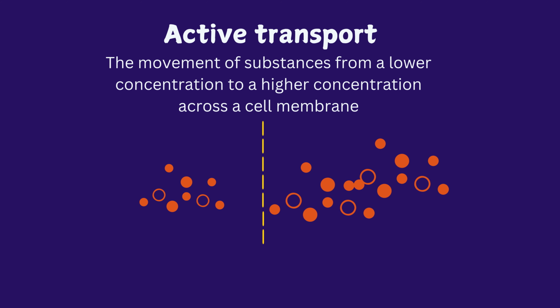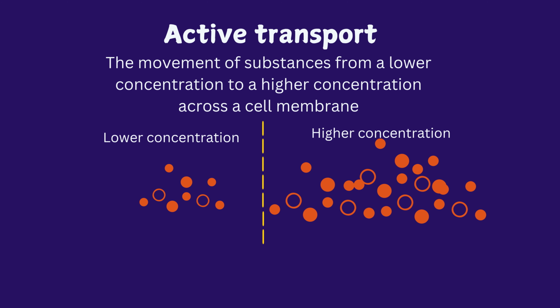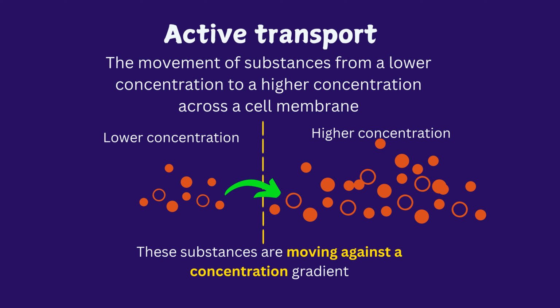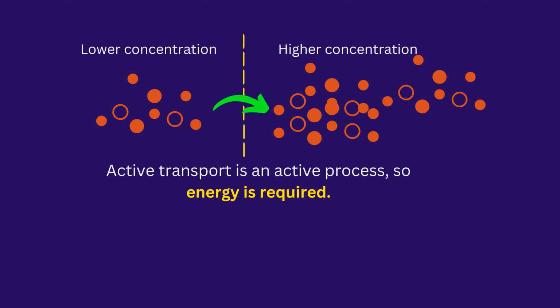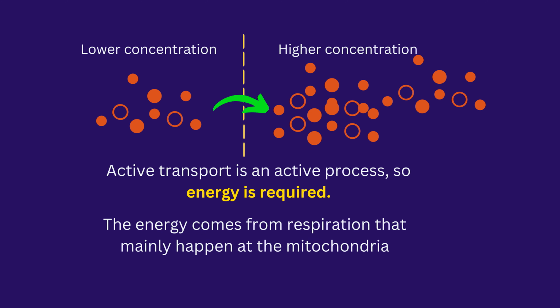All right, so look at this diagram. Right, so the particles are moving from left to right, from lower to higher concentration. These substances are said to be moving against a concentration gradient. Active transport is an active process, as the name suggests, and so energy is required for this process. The energy for this process comes from respiration that mainly happens at the mitochondria.